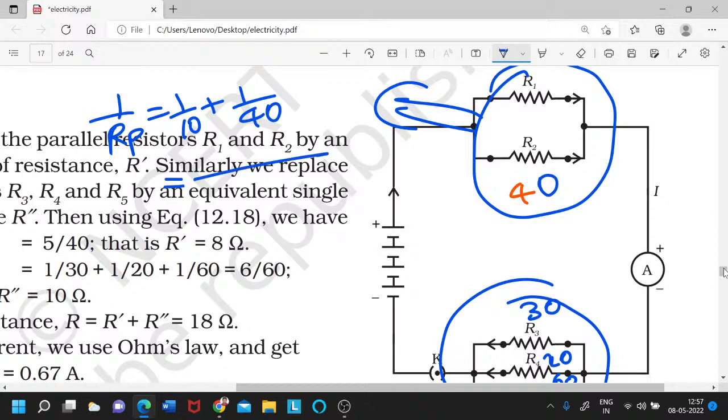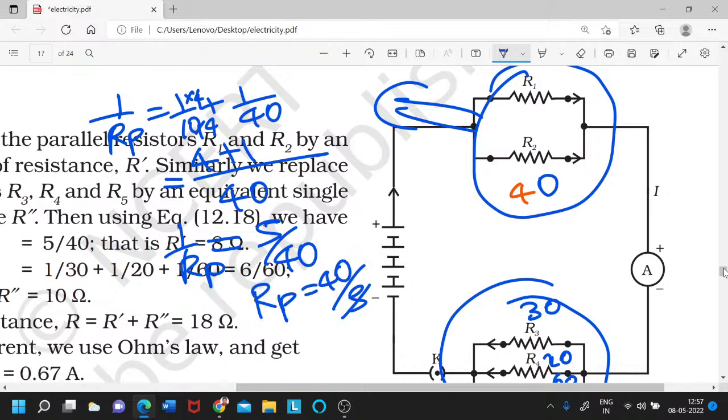So the common LCM is 40. So just 4 plus 1. Otherwise, you can multiply with 4 here, and the denominator will be 40. So what is the answer? We'll get 5 by 40. So 1 by Rp, so flip the equation. Rp is equal to 40 by 5. So 8 ohms. This answer will be 8 ohms.